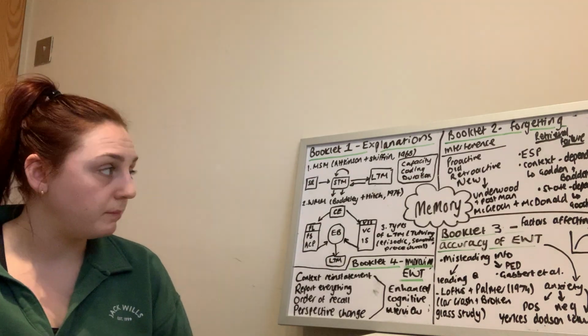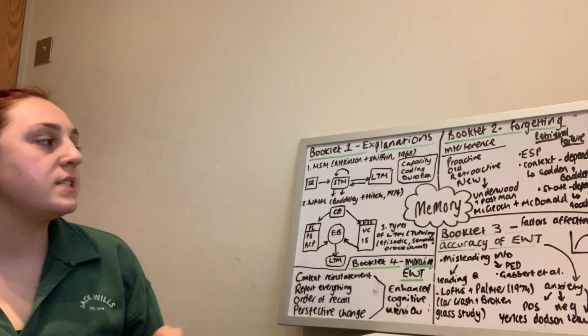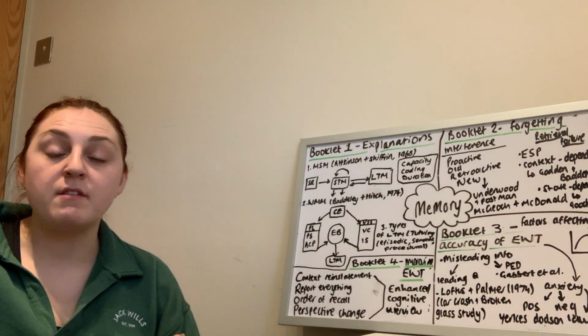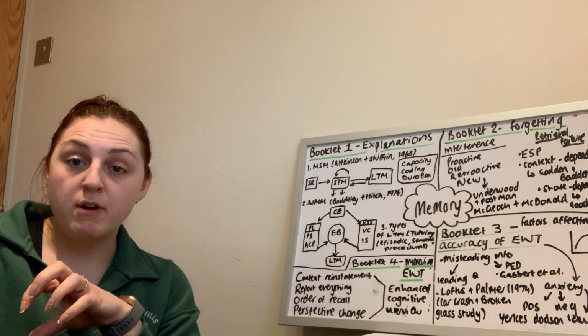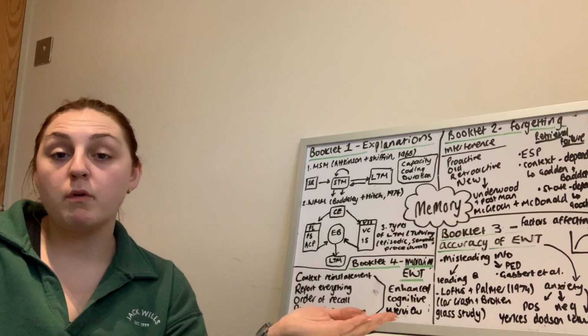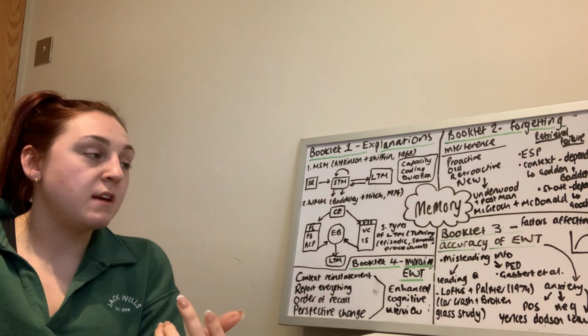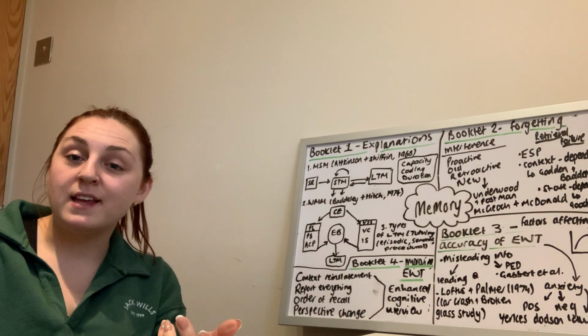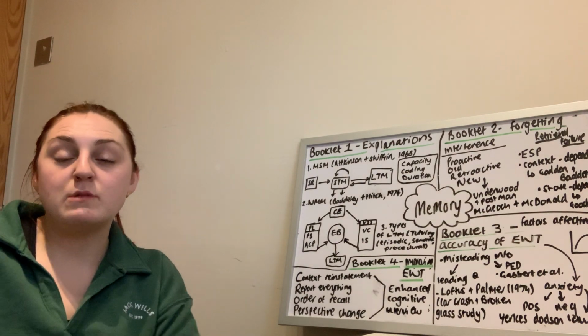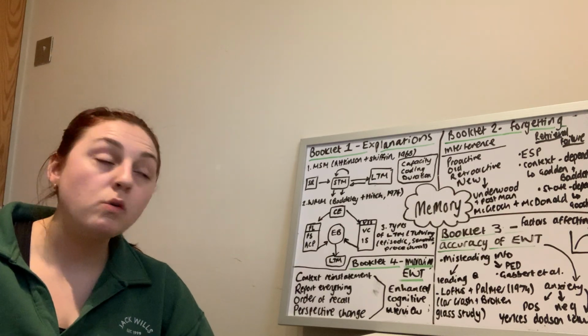recall at that moment. And there's two different types. So you've got proactive interference, which is when your old memories interfere or disrupt your ability to recall new information. And then retroactive, which is when new, more recent learning disrupts or interferes with your ability to recall something older.